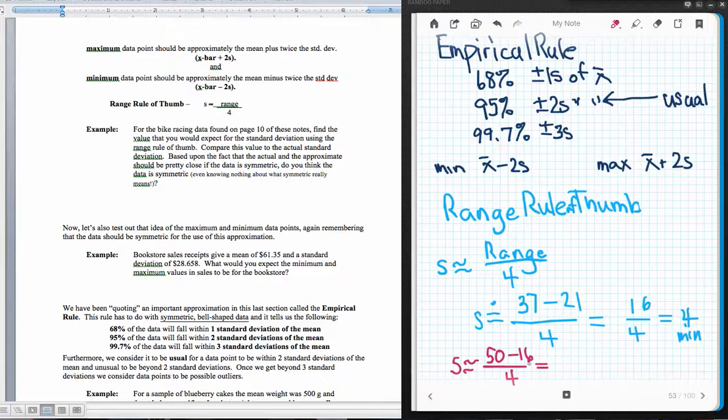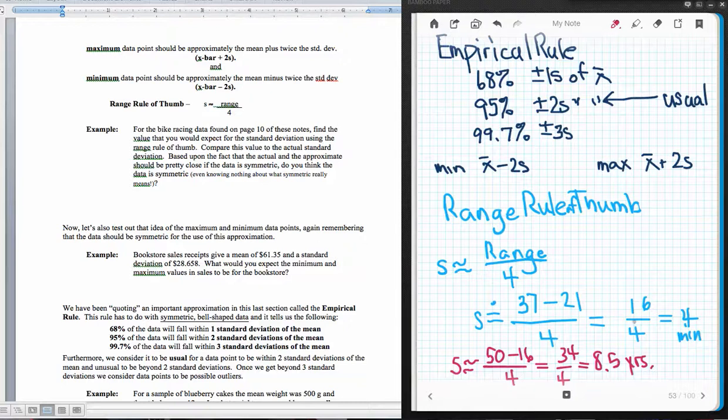And so here we see that 50 minus 16 gives us 34, and that divided by 4 is going to give us 8 with 2 left over, so 8.5. And that would be for the purse snatcher data. We see that it's still a little bit off because we got 9 point something for the purse snatcher data. So yeah, we're not getting exact.